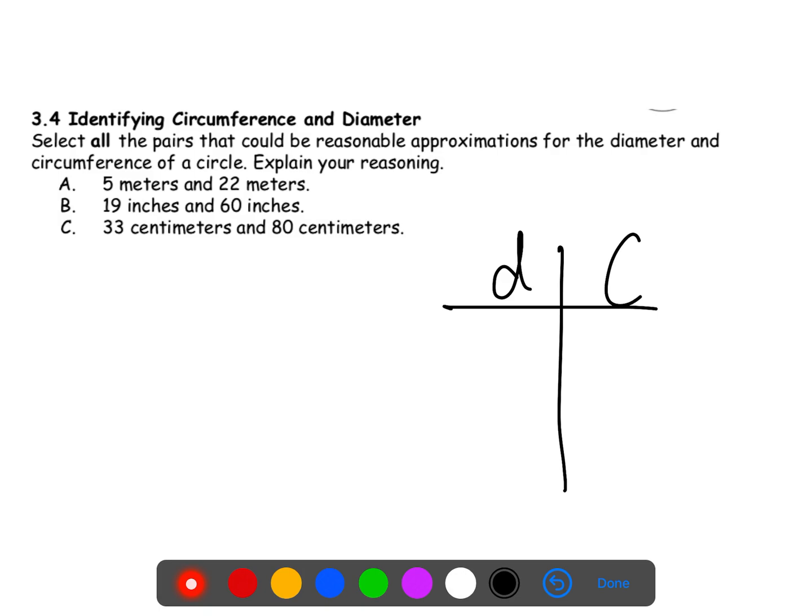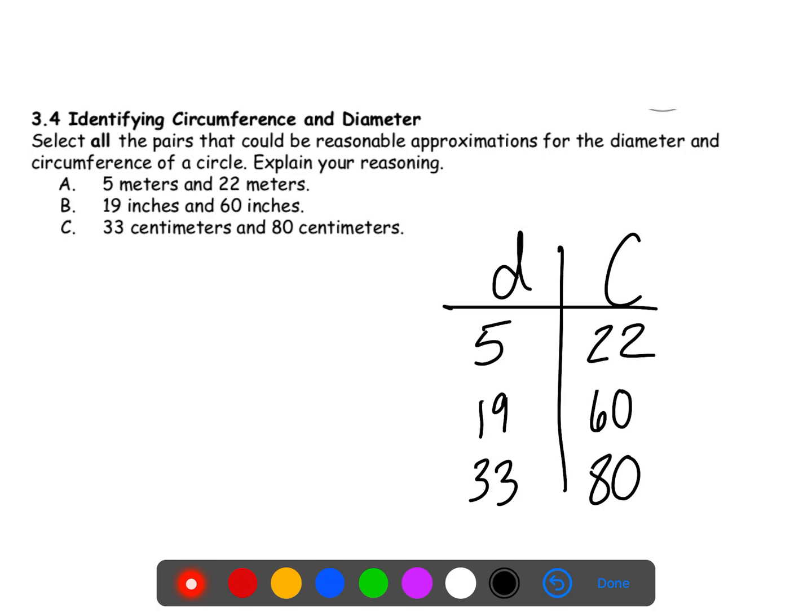right, and we had for A, 5 meters to 22 meters. Now these are all different measurement units, but that's okay as long as it's the same between the diameter and the circumference. So we have 19 inches for diameter, 60 inches for circumference, and then lastly, 33 centimeters and 80 centimeters for the circumference.